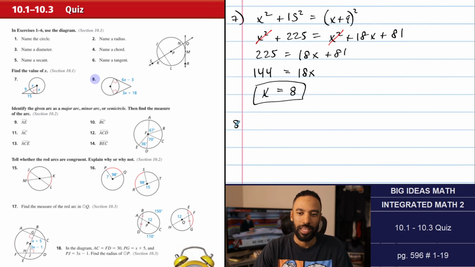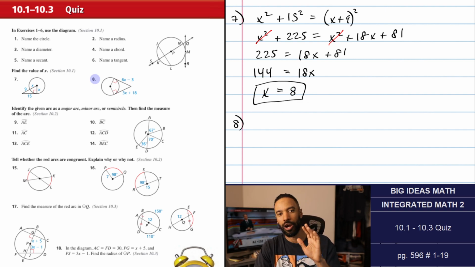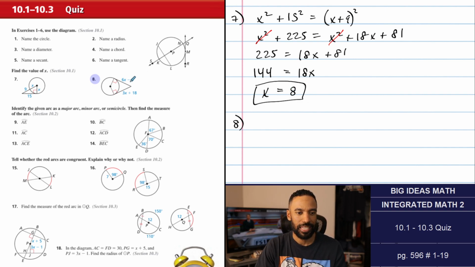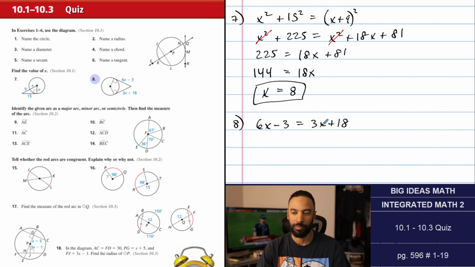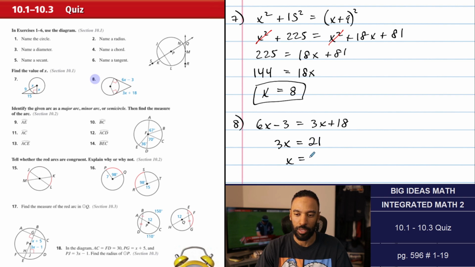Number 8. This is a different kind of question. Yes, there are radii intersecting with tangents. However, this time it's about the lengths of these tangents being equal to each other. Any two tangents that intersect at some external point like this have congruent segments. They're equal lengths. You set 6x minus 3 equal to 3x plus 18, and you solve for x from there. Subtract 3x from both sides, you get 3x equals 21, and divide by 3, you get x equals 7.